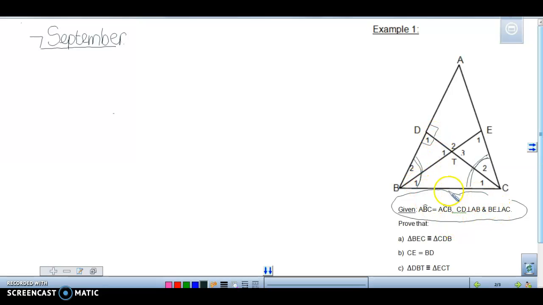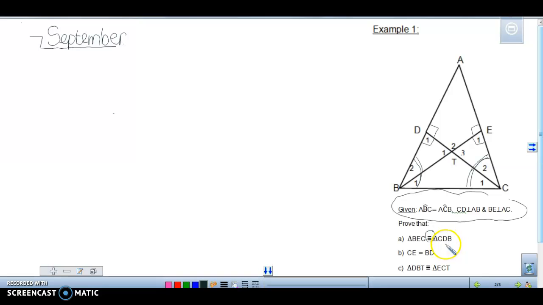Also that BE, from B to E, is perpendicular to AC. So it means that this line forms a 90-degree angle with that one. So let's mark that. So I've got 90-degree angles there. That is what they give me. Let's see what they want from us. You have to prove that triangle BEC, look at this sign, is congruent to triangle CDB.